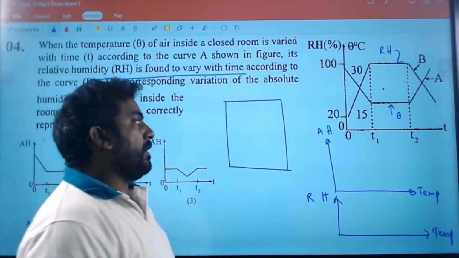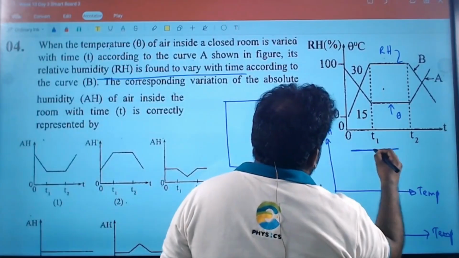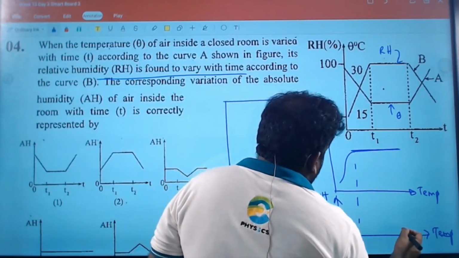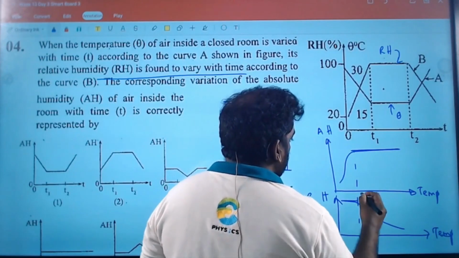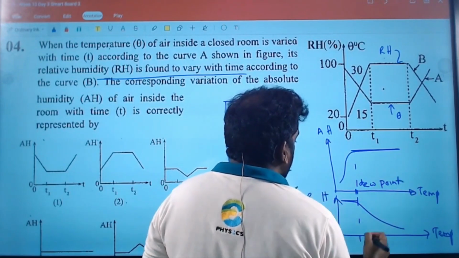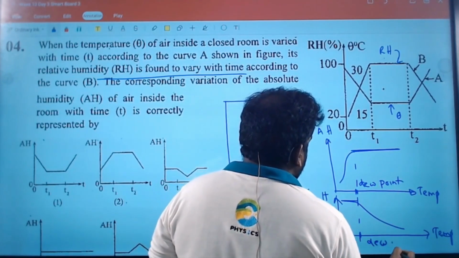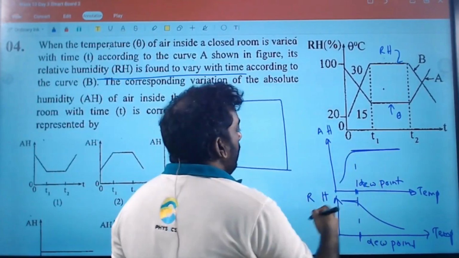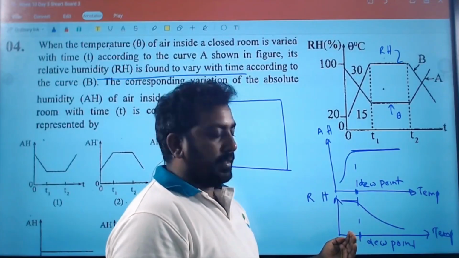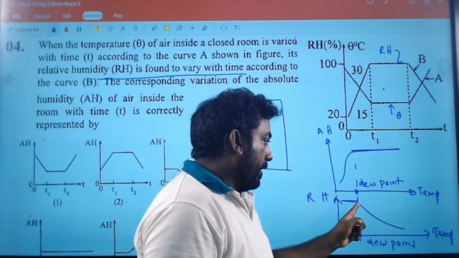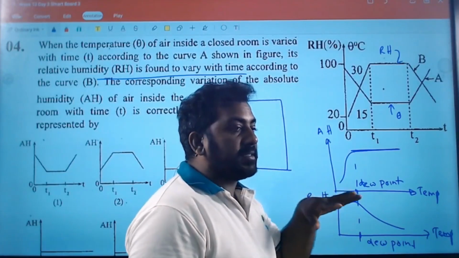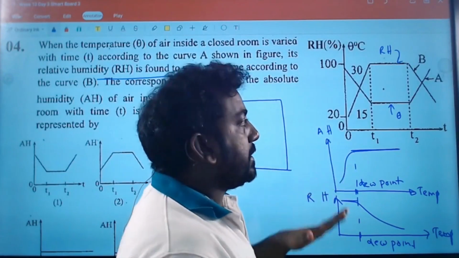In the absolute humidity graph, temperature reduces, constant, then reduces. Here it increases, constant. This is your dew point, where dew point will take place. If relative humidity is increasing, temperature is reducing. If relative humidity is reducing, temperature is increasing. If RH is constant, that means RH is going to be 100%.